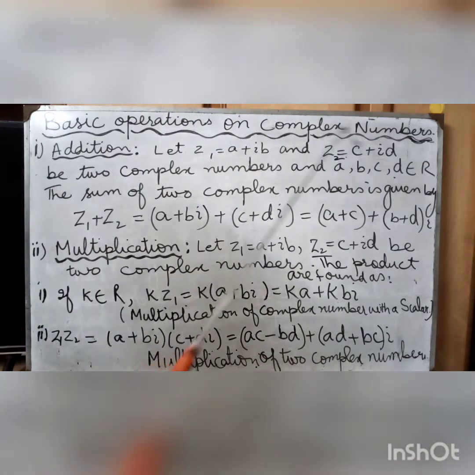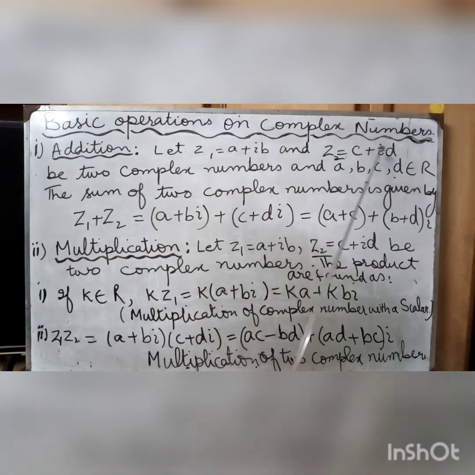Basic operations on complex numbers. Addition. First is addition. Let z1 = a + ib and z2 = c + id be two complex numbers, and a, b, c, d belong to R. The sum of two complex numbers is given by z1 + z2 = (a + ib) + (c + id), which is (a + c) + (b + d)i. This is the real part of these two numbers and this is the imaginary part of these two numbers.